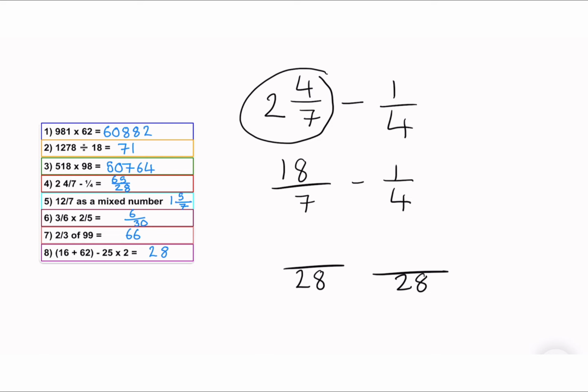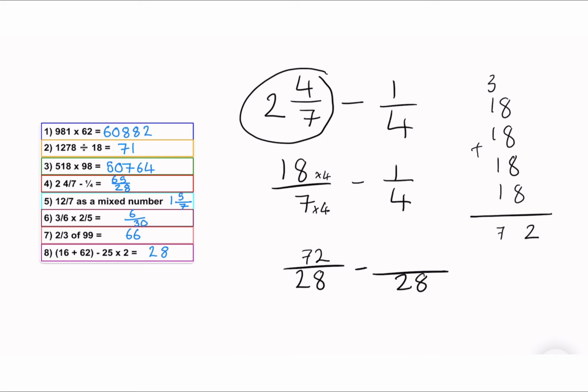So I'm going to use that. What did I times 7 by to get to 28? I times it by 4. So whatever I do to my bottom, I must do to my top. So 18 times 4, well, I can do 18 plus 18, plus 18, plus 18 if I'm not sure. So 8, 16, 24, 32... so it's 72. So 72 over 28.